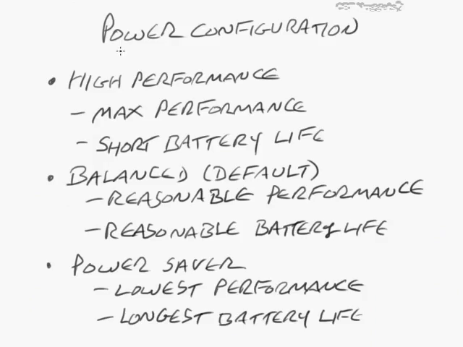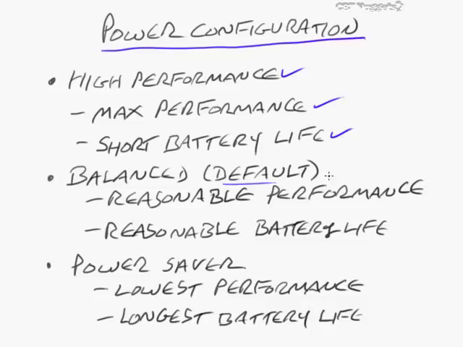And then let's conclude real briefly here with power configuration. Now, most of these are pretty simple to configure, so I'll just give you the quick rundown here. First of all, you have three main settings. The first one's high performance, where you're going to get the maximum performance out of your processor, for example. It'll use 100% of what the processor is capable of doing if it needs it. It'll also, though, give you a short battery life. So that's a trade-off that you just have to make, and that's the way it always has been with laptops.